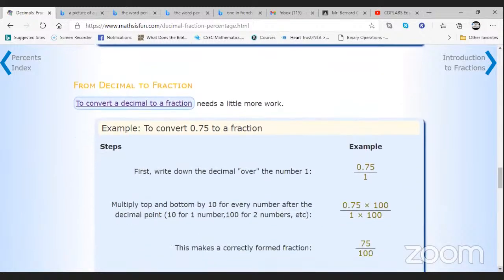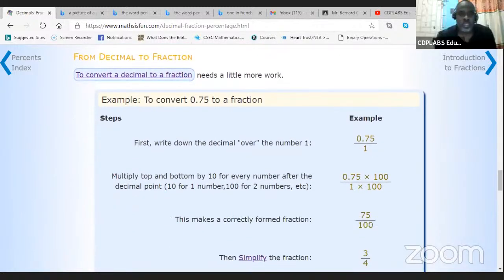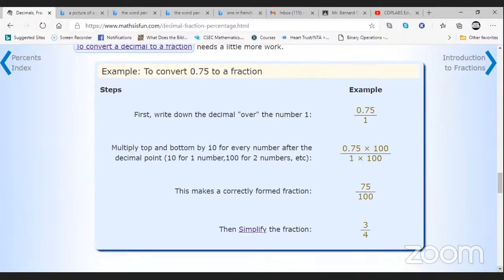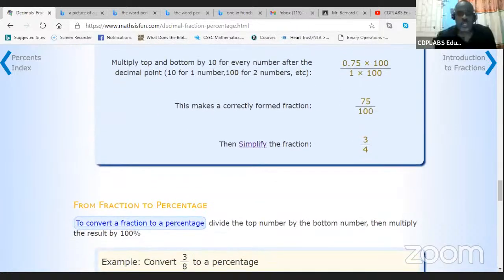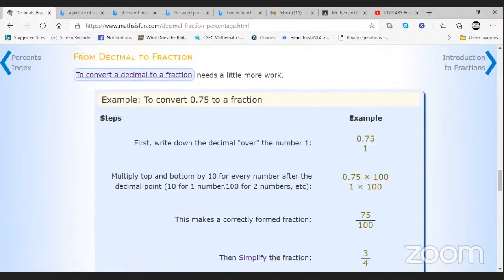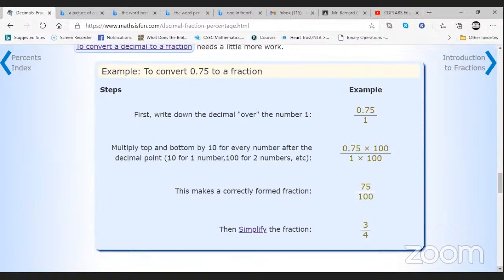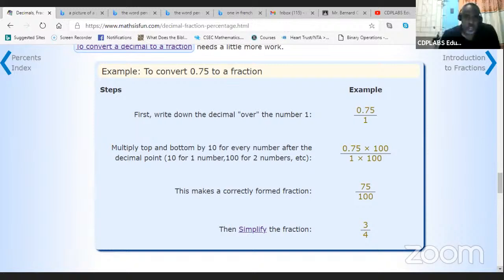All right. So now I convert from decimal to fraction. It needs a little more work. First write down the decimal over the number 1. Write it off quickly, because I want to get as much notes as possible today. The next steps you're going to read and follow for practice.